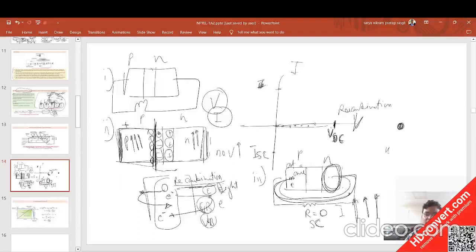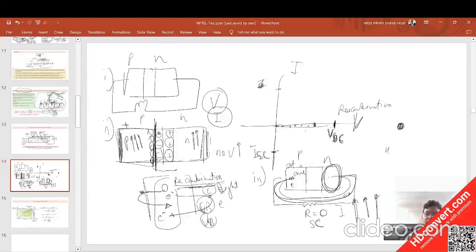Why am I showing it in the negative direction? Because the current is in the opposite direction to the electron. So the negative ISC will not develop current above this. So how will this IV characteristic in between happen?